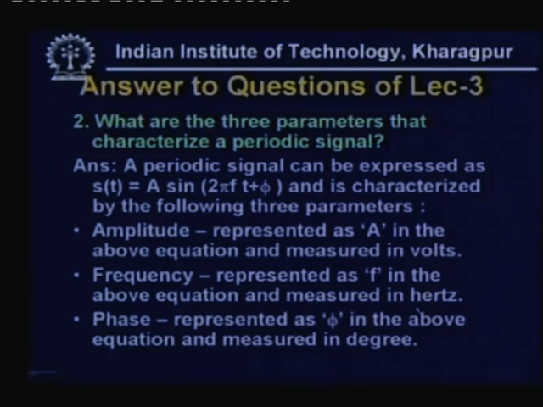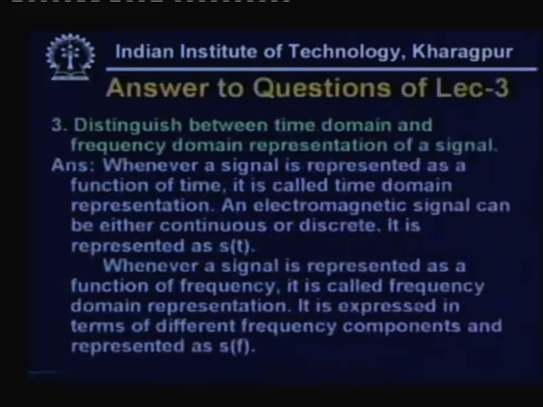The second question was, what are the 3 parameters that characterize a periodic signal? As we know, the 3 parameters are amplitude, frequency and phase. Amplitude is represented by A, frequency is represented by F, and phase is represented by phi.